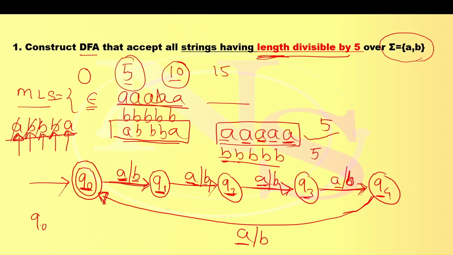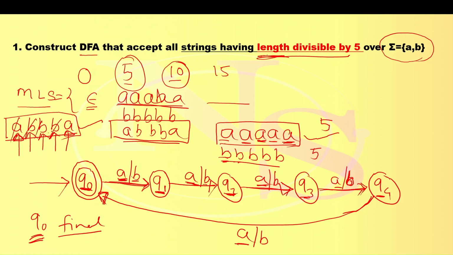The automata is in the state Q0. The string is also completed. As the string is completed and the automata is in the state Q0, and I know Q0 is a final state, hence this string is valid and it's getting accepted by this automata.